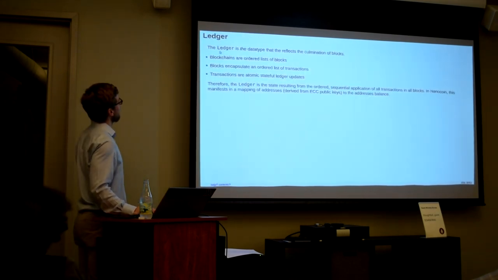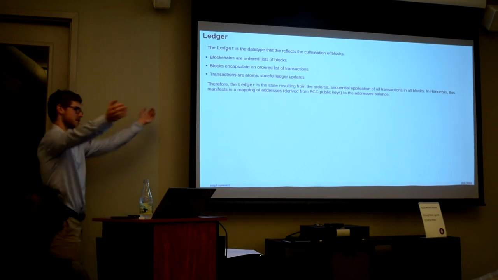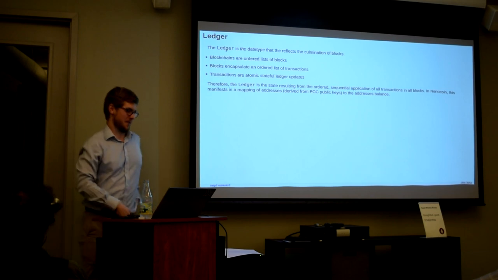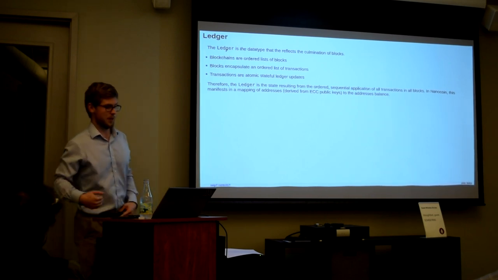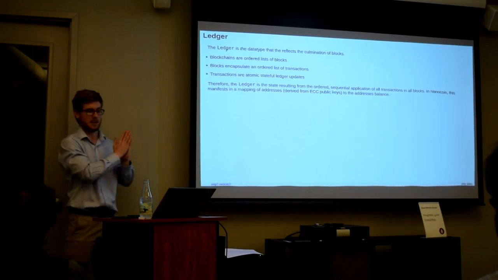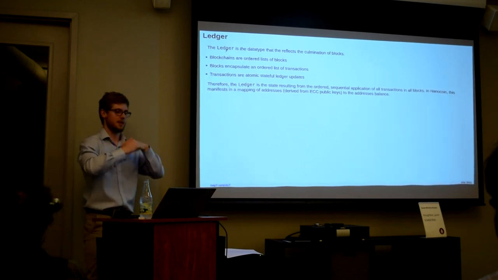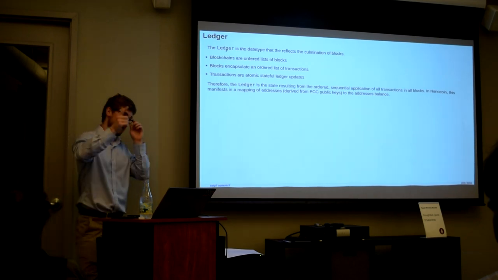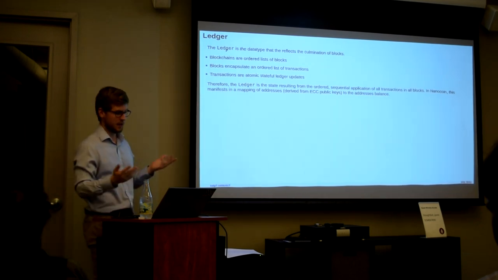So finally, we get to the ledger, the culmination of what blocks and transactions and addresses all add up to be. It's the data type that reflects the culmination of all the blocks. If I start off with the genesis block, you give me 100 blocks, and I walk through all those transactions in order, and apply every single one of them to my ledger state without any errors, I will arrive at the same ledger state that you have.